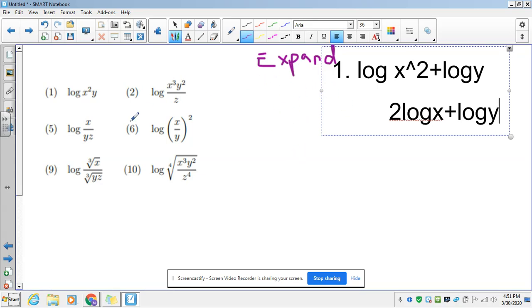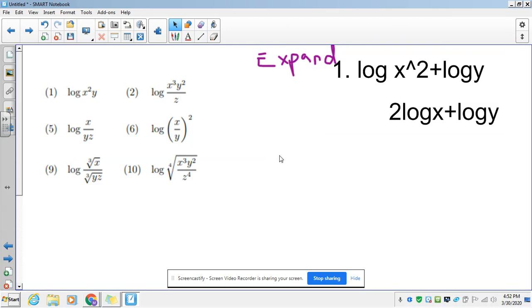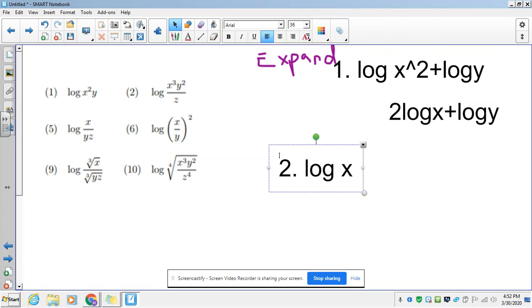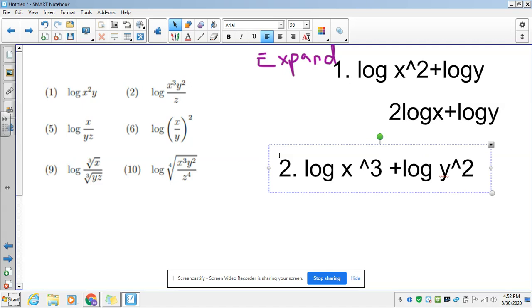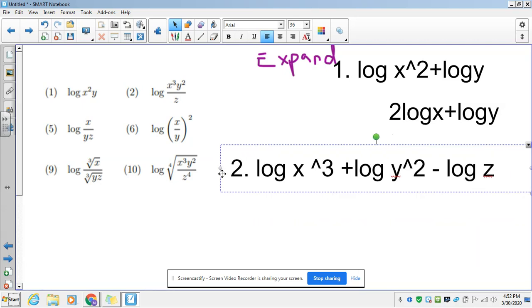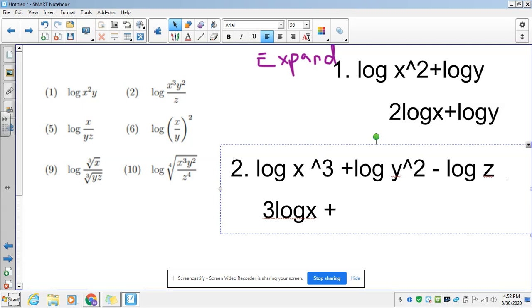Okay. Now let's look at number 2. Number 2 is going to be the same thing, separated first. So log x to the third plus log y to the second. And now minus, because it's division, log z. Okay? So now I can go through for my next step and move the powers out front. So 3 log x plus 2 log y minus log z. And that would be number 2.